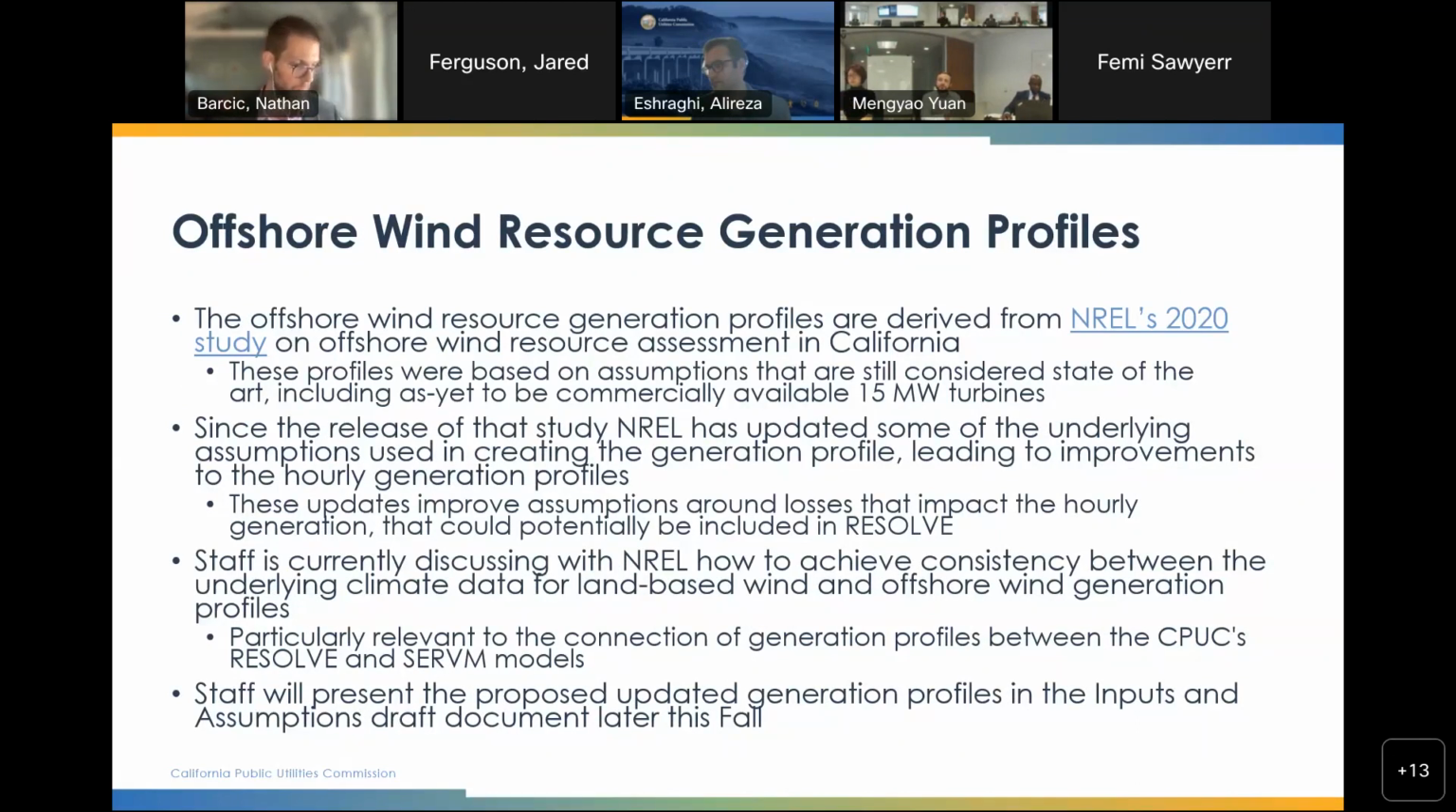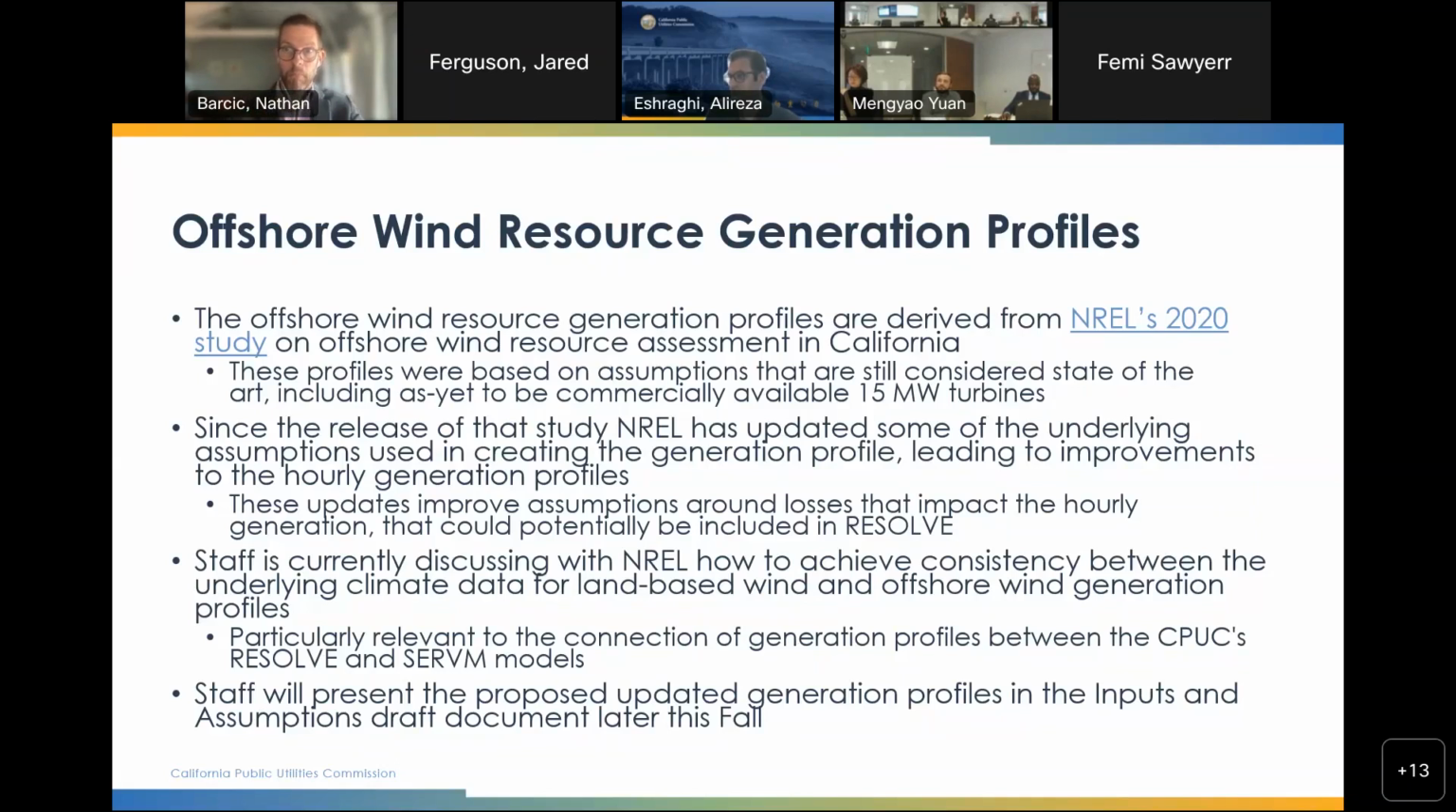because this is a newer, developing technology, many of the assumptions that we were making here to develop the hourly profiles for offshore wind are considering the state of the art, which is as yet to be commercially available 15 megawatt turbines. So since this study, there are some updates to underlying assumptions, in order to create the generation profile, we're trying to make sure that we're leading the improvements of these hourly profiles.